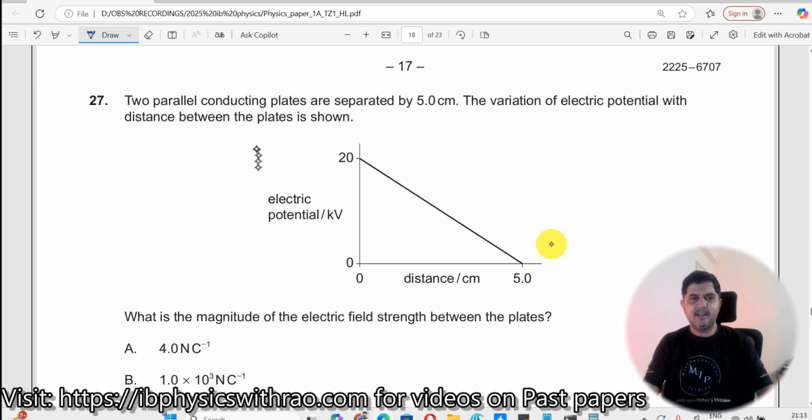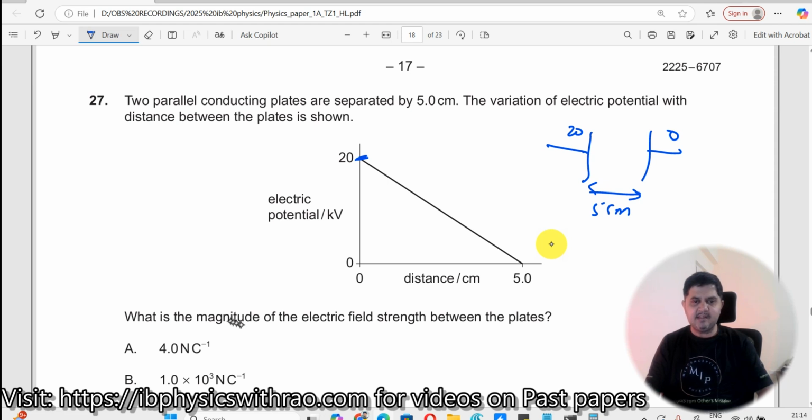Question number 27. Two parallel plates are separated by 5 centimeters. The variation of electric potential with the distance between the plates is given over here. It starts at t equal to 0 at 20 here and then it goes to 0 here. Which means if I take this as origin, this could be 20, this could be 0.